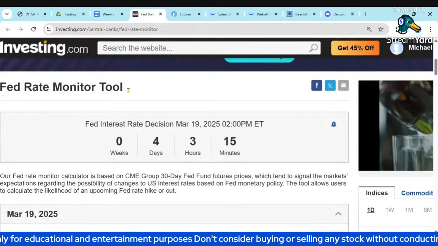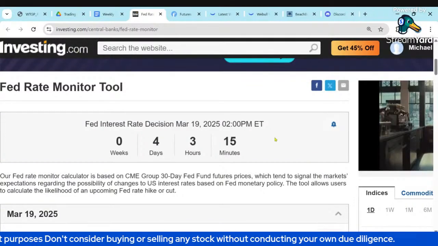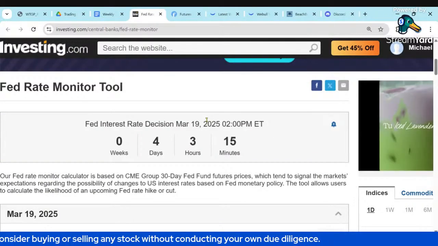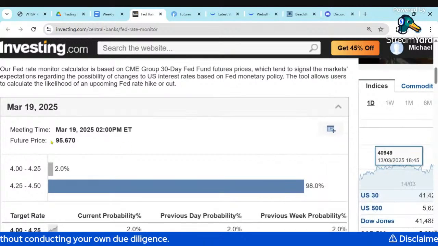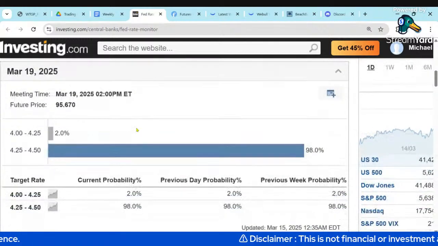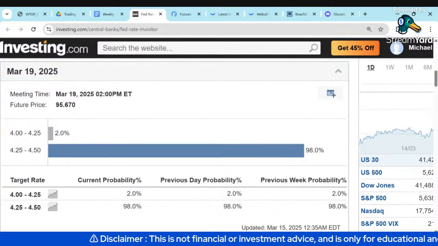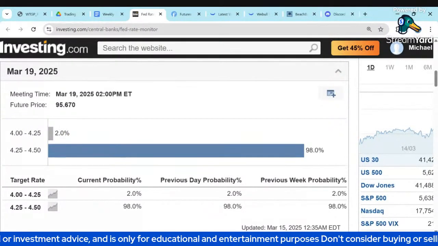So again, here's the Fed Rate Monitor tool on investing.com. We've got our countdown till the Fed interest rate decision for March. Right now the probability in the Fed Rate Monitor tool for March of 2025 is no change. So 98% chance we're going to get no change, 2% chance of a 25 basis point cut.